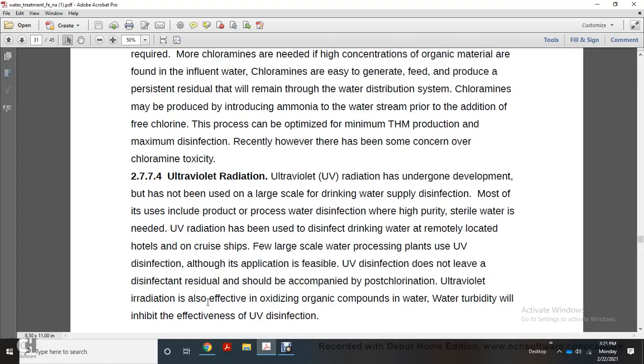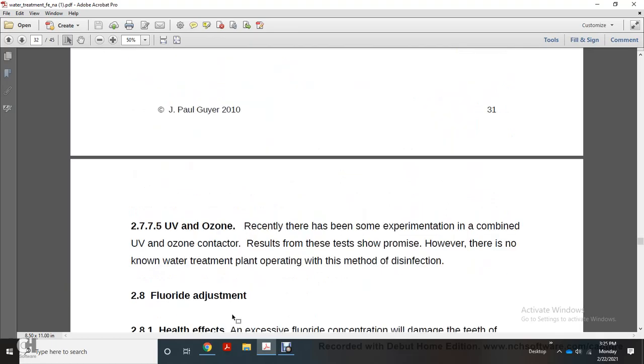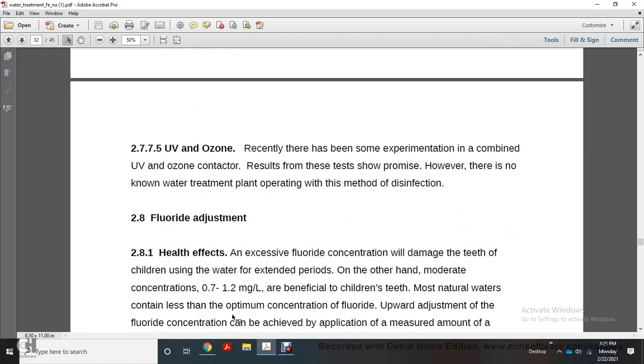Ultraviolet irradiation is also effective in oxidizing organic compounds in water. Water turbidity will affect the effectiveness of UV disinfection. Alright, UV and ozone have recently been experimental, combined in UV and ozone contactors. Test results show promise, but there is no water treatment plant operating with this method of disinfection.